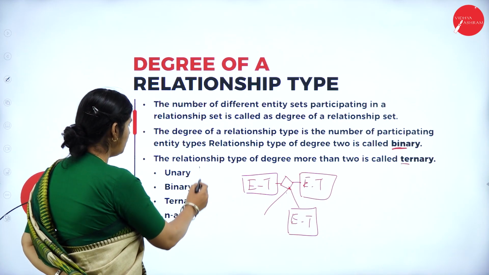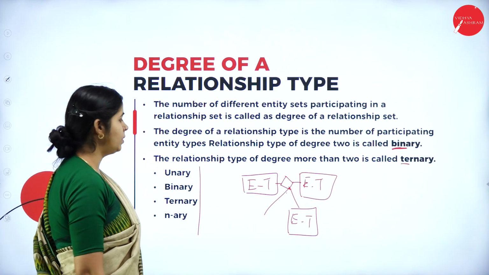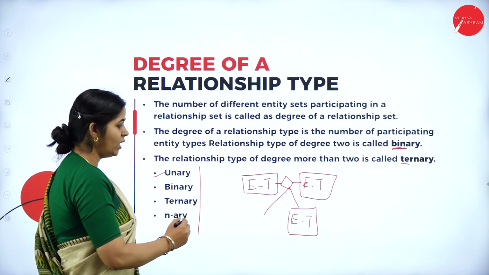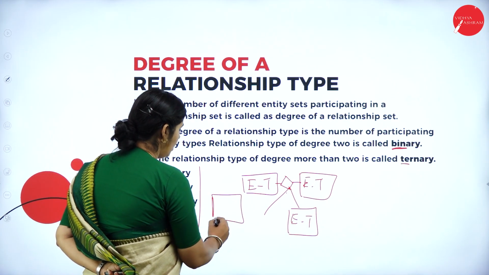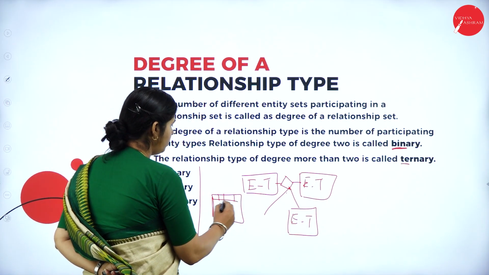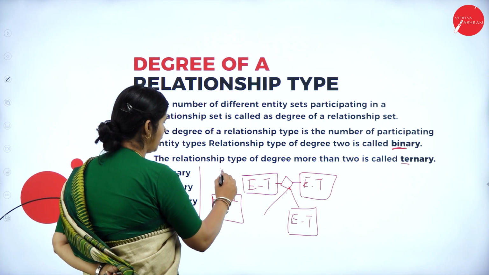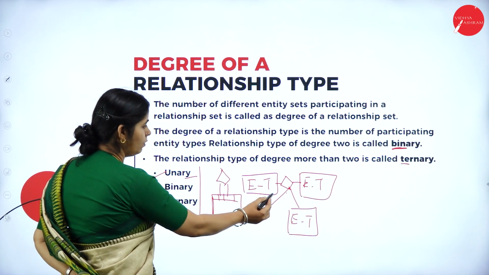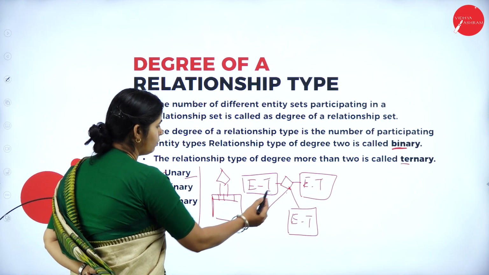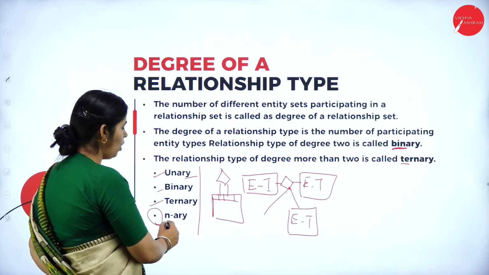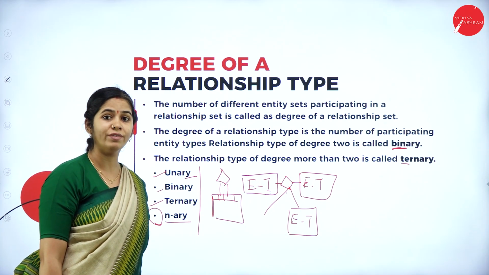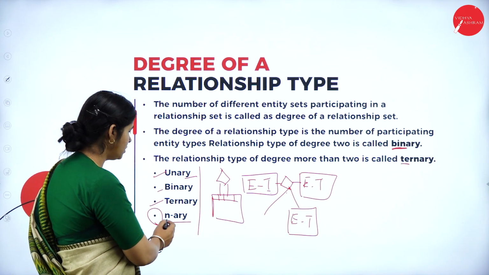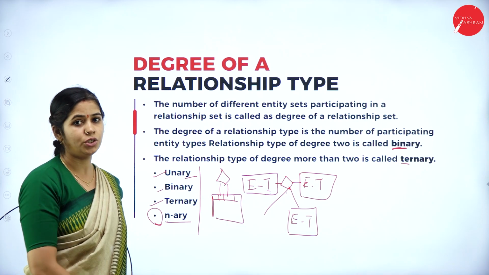So, depending on that, we have different types of relationship degree, that is unary. Unary means a single table, where the attributes of the same table are participating in the relationship. That is called unary. Binary we have already explained. Ternary we have already explained. When more tables or more entities are participating, it is called an n-ary relationship.